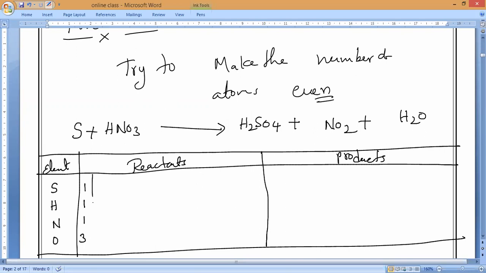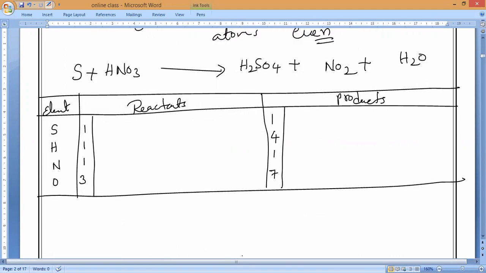This is the step 1. Yes, everyone? Write it. This side what? 4 hydrogens. Sulfur is 1. Nitrogen is also 1. Oxygen how many, guys? Yes, 7 there. Okay. That is what the step 1. Have you written? So as I told you, what is the trick number 3? Try to make every atom even. That is what the first step we are making.